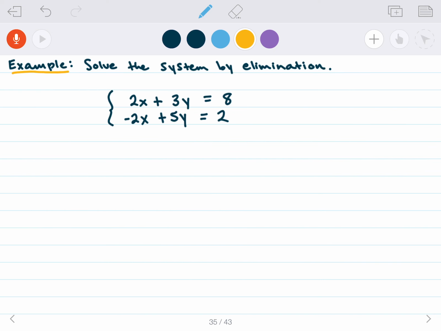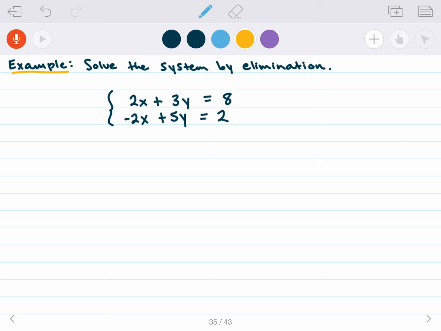So let's look at some examples. Solve the system by elimination. Now, as I mentioned, there are multiple ways to do this. You should know how to do all of this for the final, but you can always check yourself in Desmos. You can put these things in Desmos and see where they cross. Or you could isolate your y's and set them equal to each other.